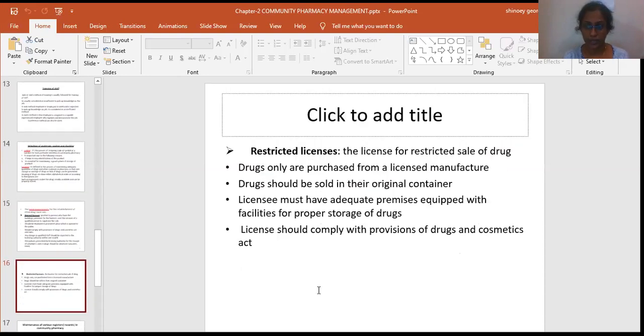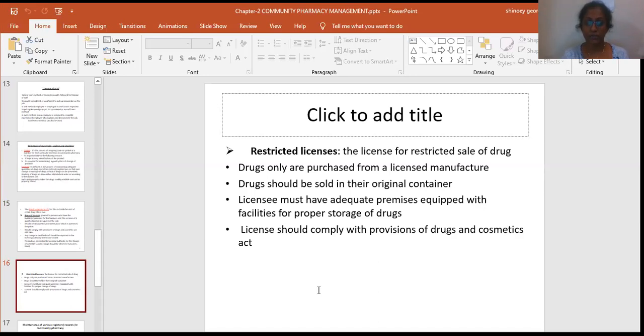Restricted license is also the same. In order to get a restricted license, they should have proper premises to carry out the business of pharmacy, as well as a legally qualified pharmacist should be in charge of the particular pharmacy, and here all the drugs should be sold in the original container, and the drugs have to be purchased from a licensed manufacturer.